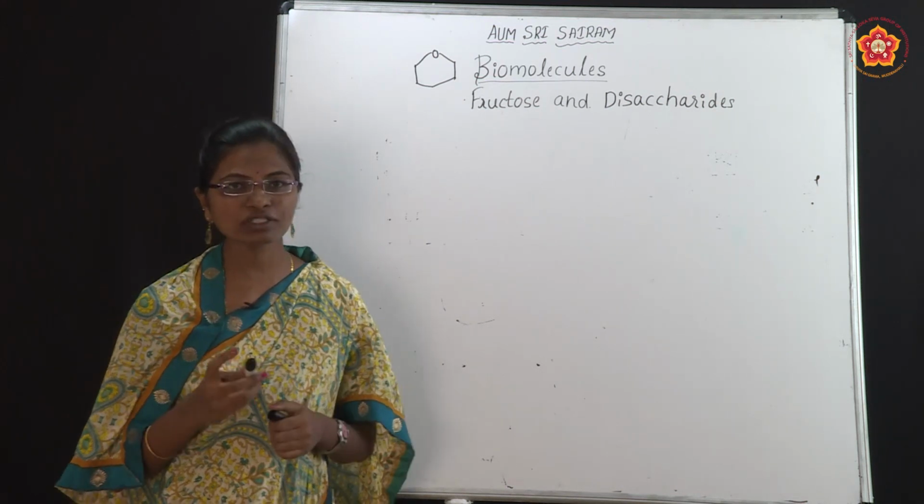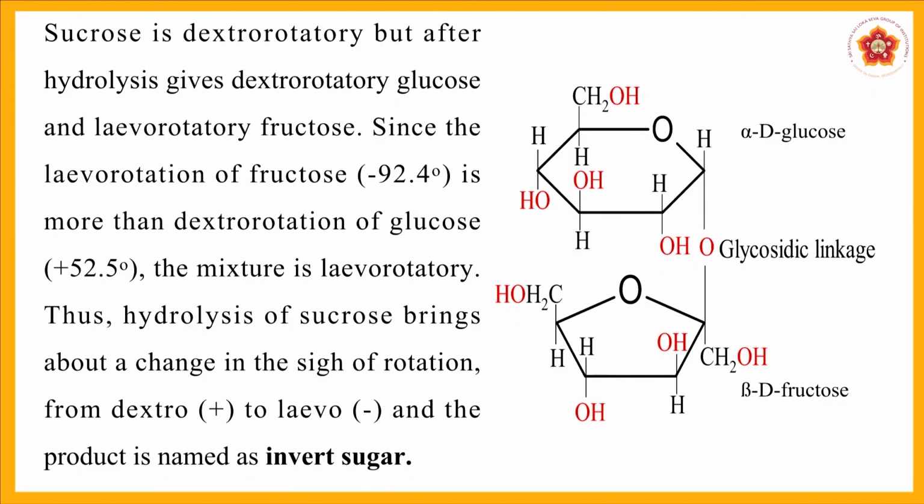So now we will discuss the structure of sucrose. Sucrose is dextrorotatory, but after hydrolysis it gives dextrorotatory glucose and levorotatory fructose. Since the levo rotation of fructose, minus 92.4 degree, is more than the dextro rotation of glucose, plus 52.5 degree, the mixture is always levorotatory. Thus hydrolysis of sucrose brings about a change in the sign of rotation from dextro plus to levo minus, and the product is named invert sugar. So the sucrose compound is an invert sugar.